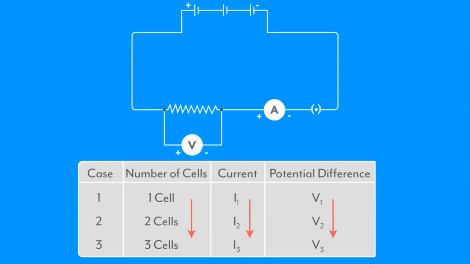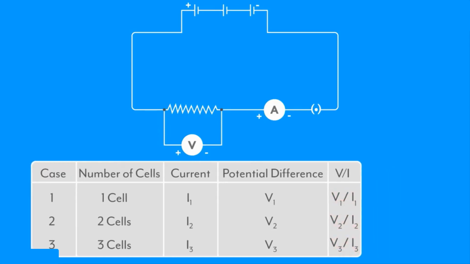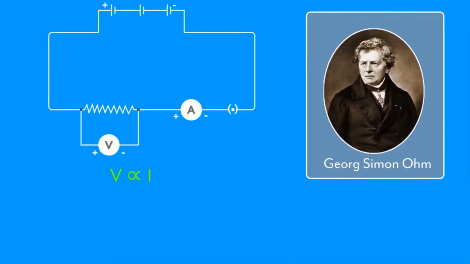But are they increasing proportionally? To know that, we add an additional column at the right which calculates the value of V over I for each case. You will notice that the ratio of potential difference to the current in each case will approximately be equal. This tells us that the potential difference V across the ends of a wire is directly proportional to the current flowing through it. This relationship was discovered by a German physicist, Georg Simon Ohm, in the year 1827.